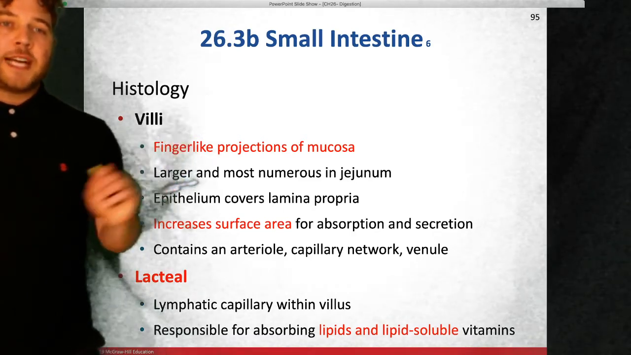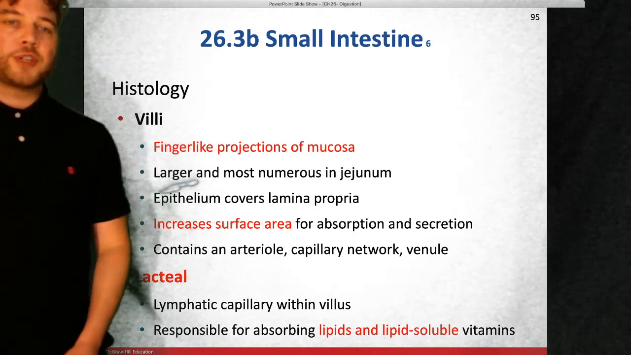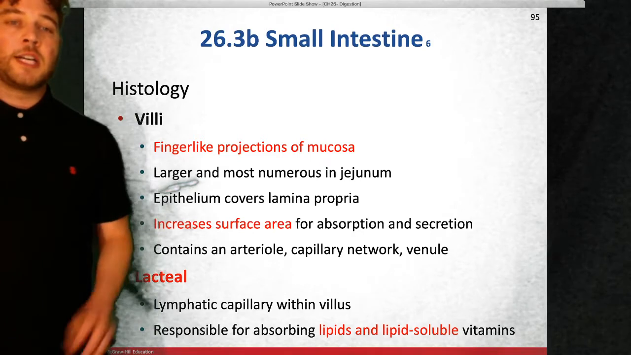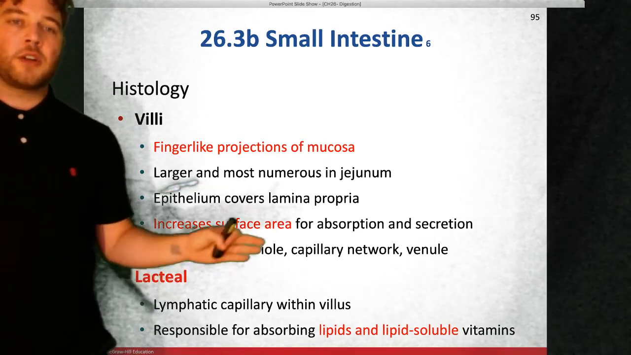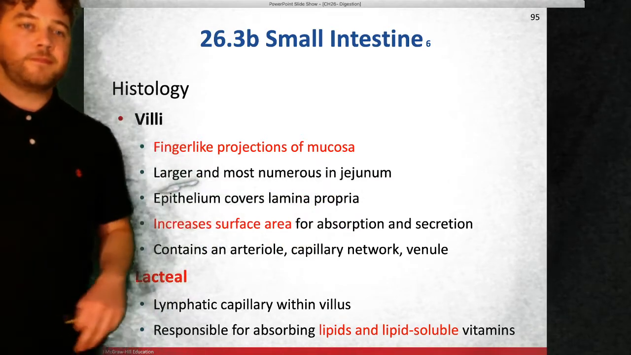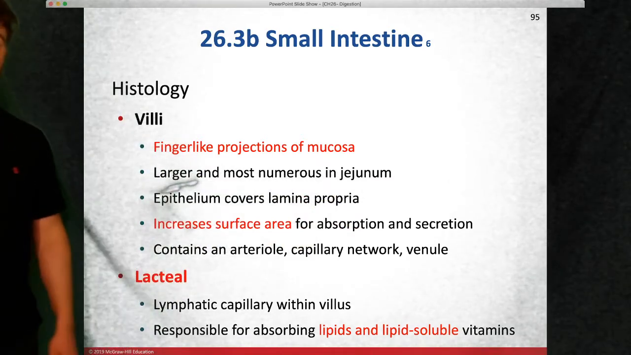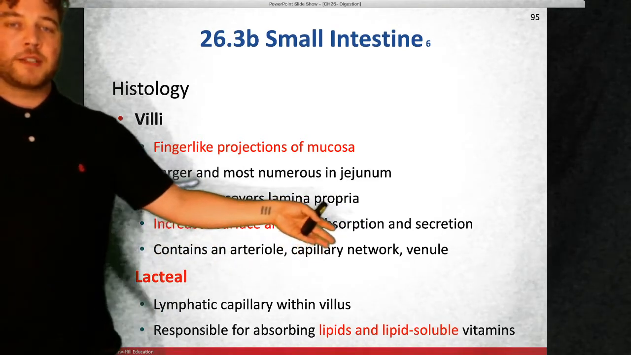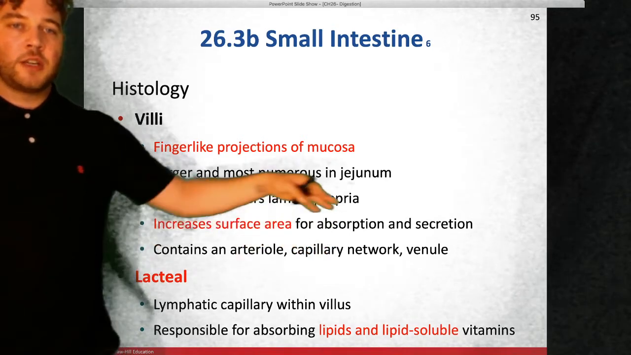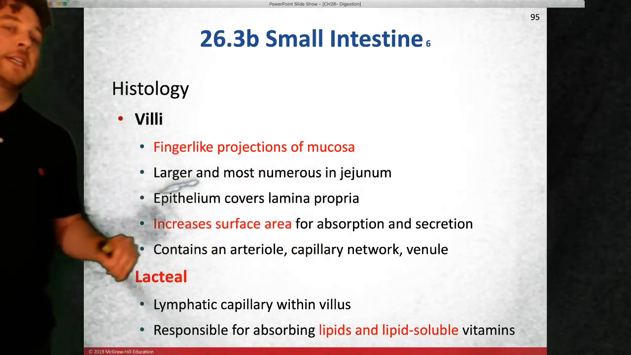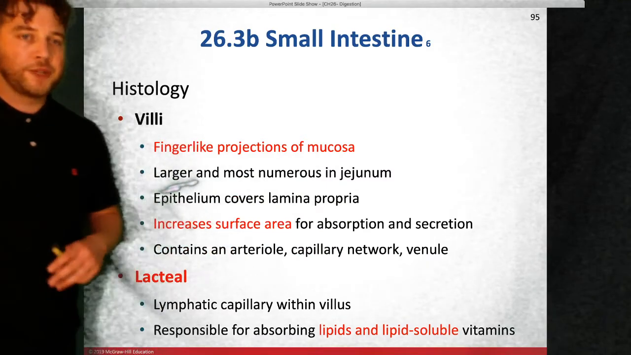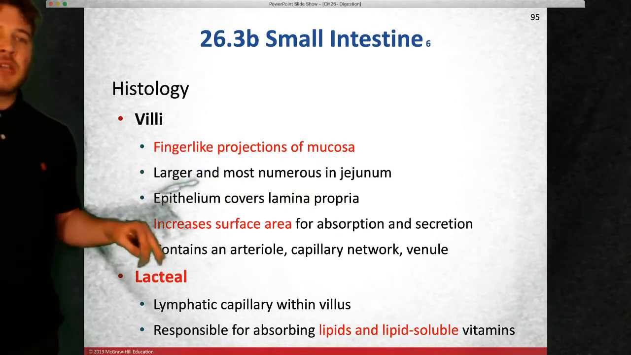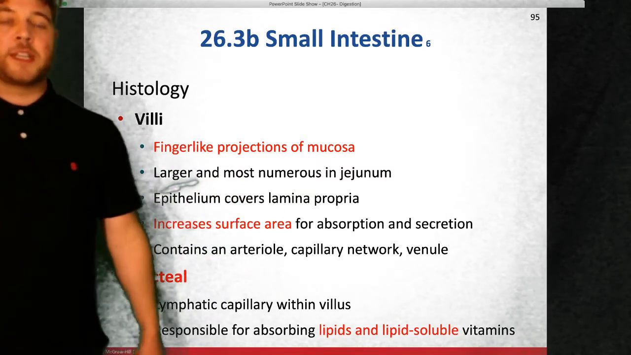Also on the mucosa, you have villi. These are the finger-like projections of the mucosa, larger and most numerous in the jejunum. That's your primary site of absorption. It increases the surface area, and contains an arteriole, a capillary network, and a venule, as well as a lacteal. The capillary network provides gas exchange, the arteriole brings fresh oxygenated blood, the venule drains any kind of waste, and absorbed materials will be absorbed by the venule. And then your lacteal is in there as well, responsible for lipids and lipid-soluble vitamins.